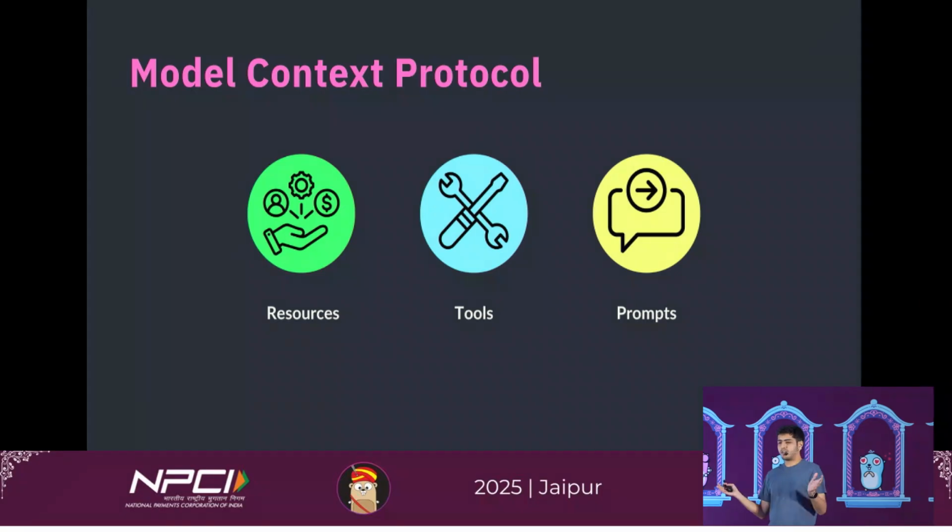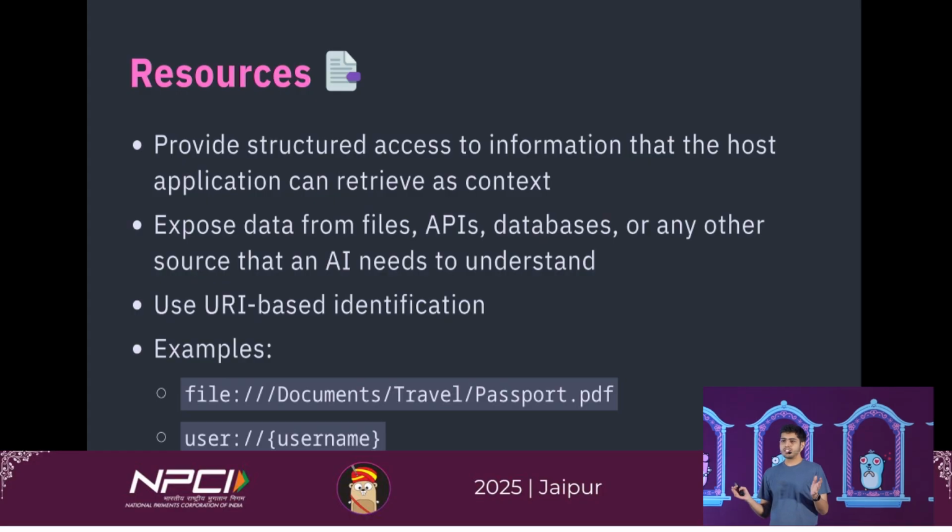And so it has three building blocks, three primitives, if you will: resources, tools, and prompts. Let's go a bit into detail. So resources are just data. They can be your files, they can be your API calls, they can be your database calls, it can be anything. They are URI based, and I think the best way is to look at the example.